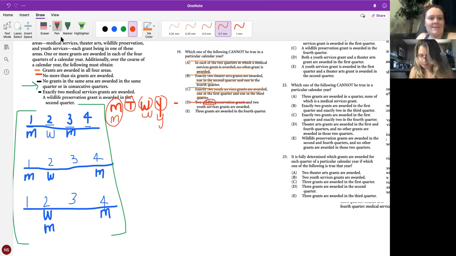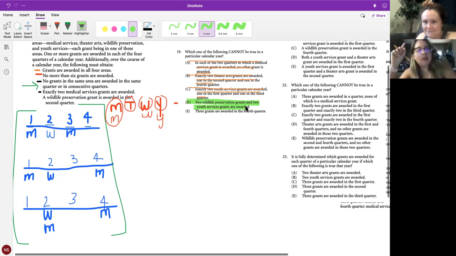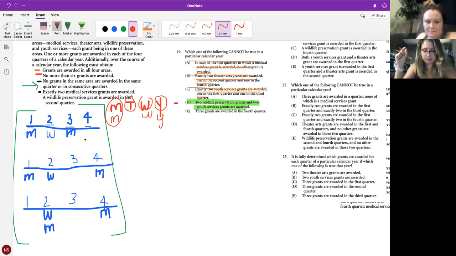Oh, that doesn't work. That's our answer. Cannot be true. All right. And then what about 3 grants are awarded in the fourth quarter? Yeah, that could work, because that was like one of our local questions. You could just move it over and put M in 4.